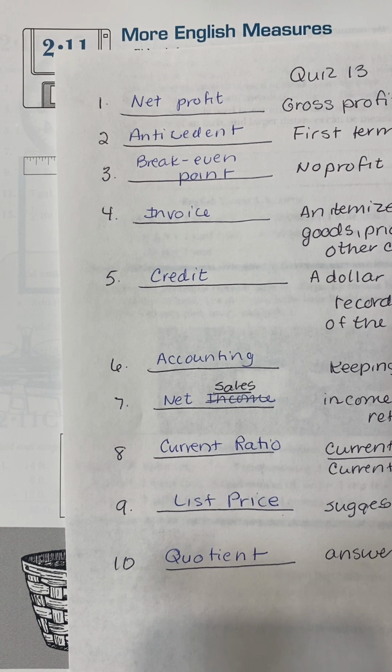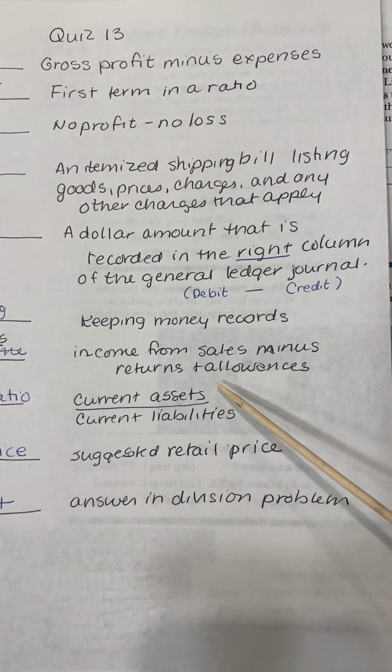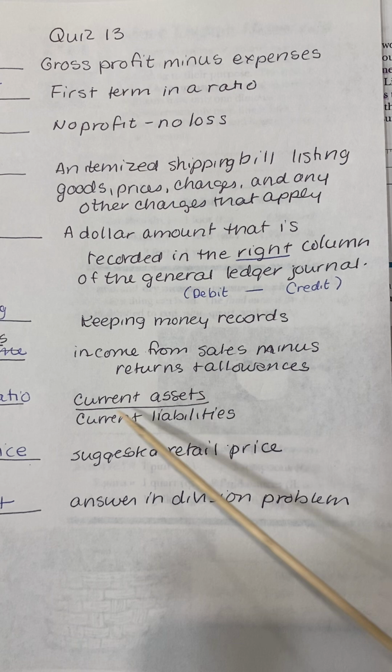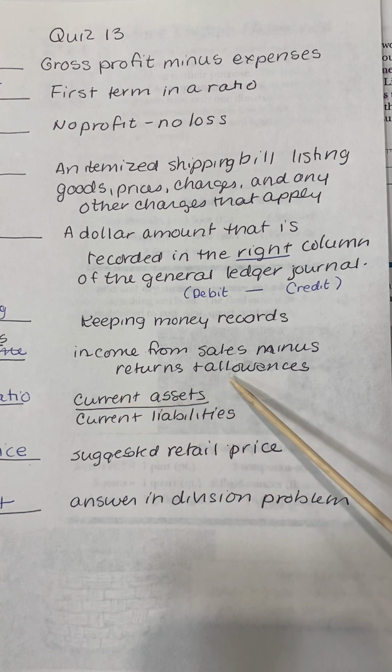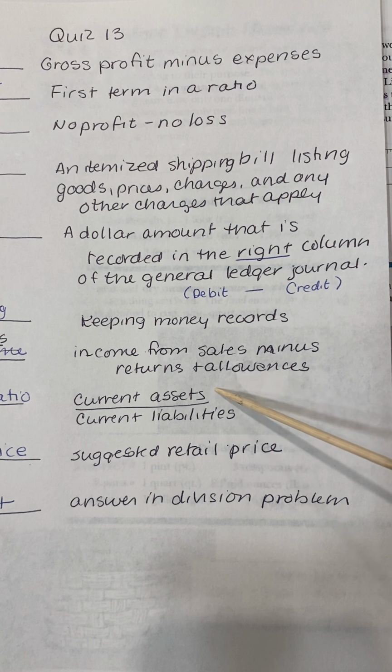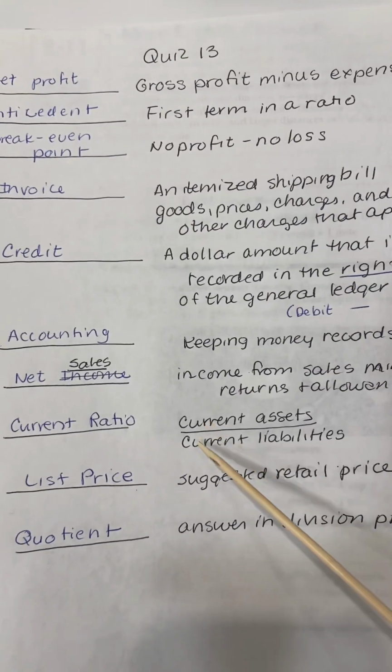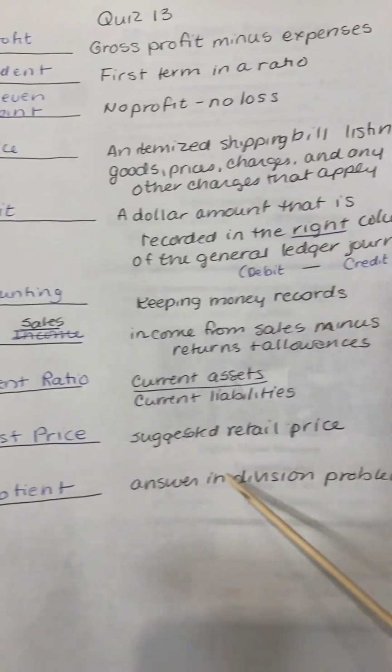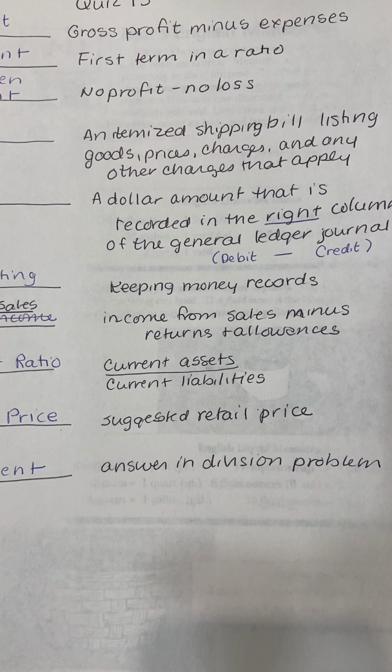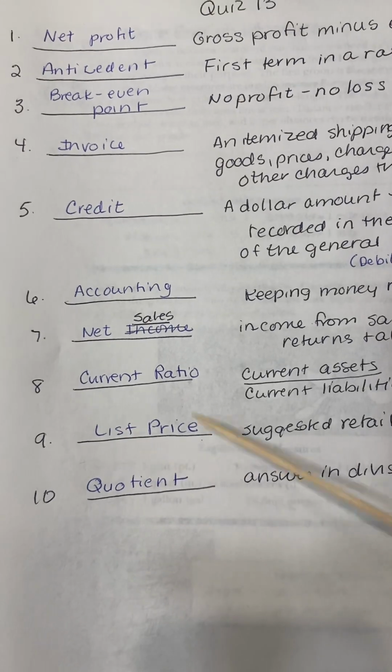So the next one is the current. Whenever you have current, that's a clue. Current assets divided by current liabilities. These are all of your assets that are liquid, assets that you can turn to cash pretty easily. So your current assets divided by your current liabilities is going to be your current ratio. Current ratio. So this is the suggested retail price. If you're looking to buy something and you want to know what price, the suggested retail price is called the list price.